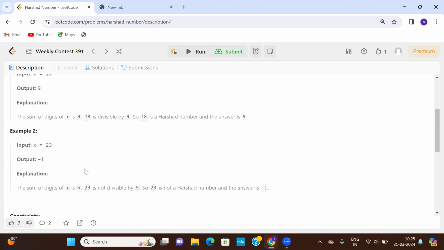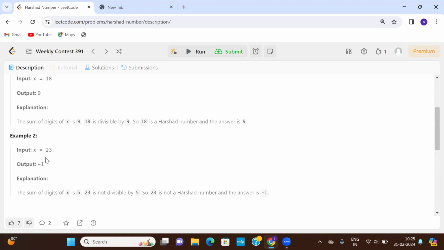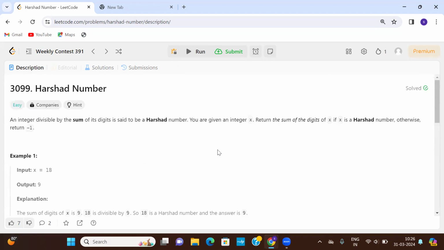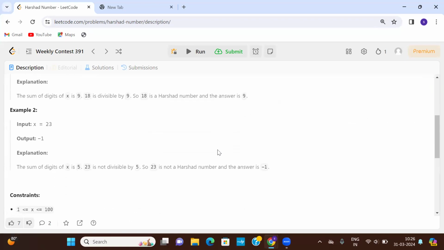In a similar way, in example number 2, 2 plus 3 equals 5 and 23 mod 5 is not equal to 0. Since the remainder is not equal to 0, it means it is not divisible. So it is not a Harshad number and we will return -1 in this particular case. I hope you all have understood this question. What we are going to do is calculate the sum of its digits and find the remainder. If the remainder comes out to be 0, it means it is divisible and we are going to return the sum of the digits. Otherwise, we are going to return -1.